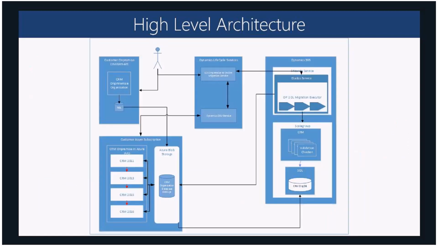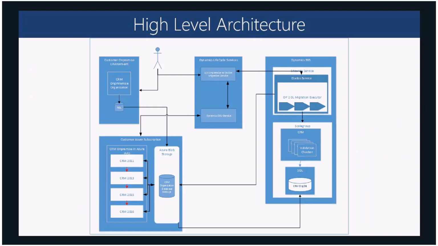As you can see from this picture, the CRM on-premise organization has the SQL, which hosts the SQL DB that we would like to migrate over to online. And that is uploaded into the Azure Blob storage container, which is created by the tool itself automatically. And that is restored into a version that our customer is coming from.